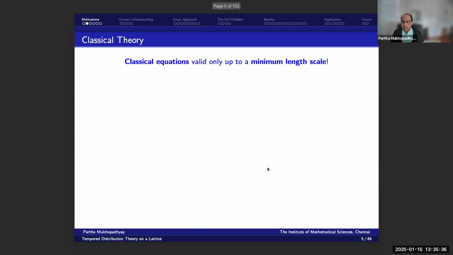If we take a classical theory, the classical equations cannot be valid all the way down to the zero length scale, because the classical description is not valid all the way to that scale. There's going to be a minimum length scale beyond which the theory is valid. Therefore, although we write a classical continuum model, that's not what we actually mean to be true realistically.